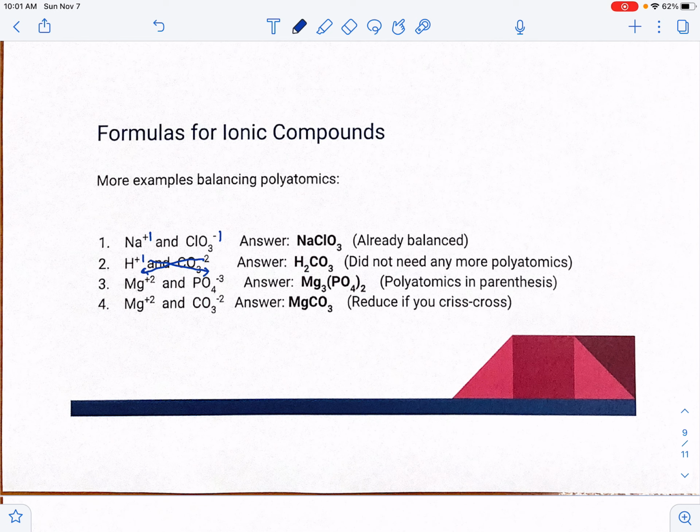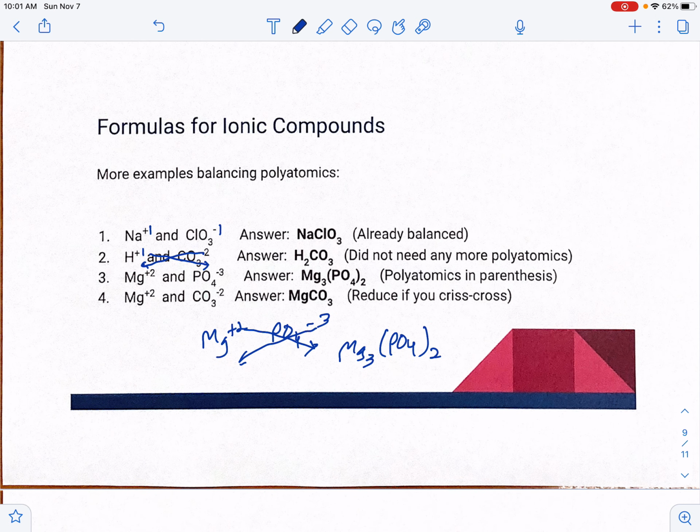Now, if I have something like Mg +2 and PO4 with a -3, okay, so I'm going to write this one out right here. Mg +2, PO4 with a -3. I can see those are unbalanced. What I'm going to do is the crisscross. So I'm going to take the 2 to the phosphate, and I'm going to take the 3 to the magnesium. Okay, so that's going to give you 3 magnesiums, and I need 2 phosphates. So again, if you need more polyatomics, put it in parentheses first, and then you can have 2 of them. Okay, so that's very important, so make sure.